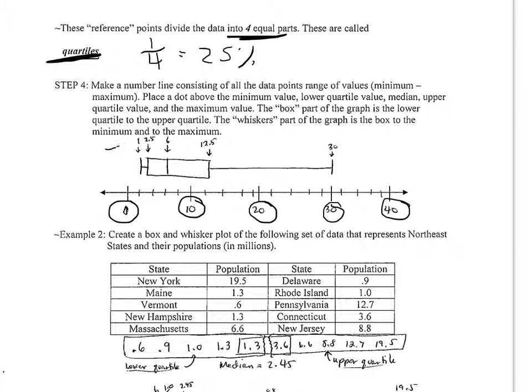So I have the minimum, which is right here. Then I have my lower quartile, then I have my median, upper quartile, maximum. The box right here, see this box right here? That box is made by connecting the upper quartile to the median to the lower quartile. This area is the interquartile range, this box. The whiskers become the box connected to my maximum value and my minimum value.